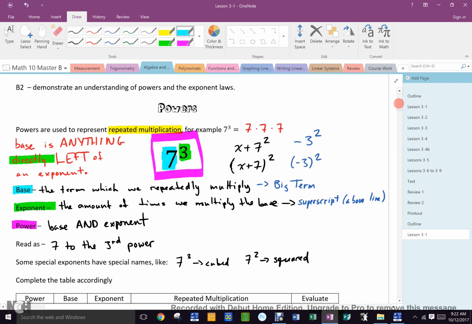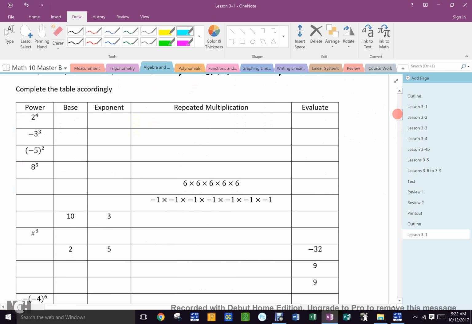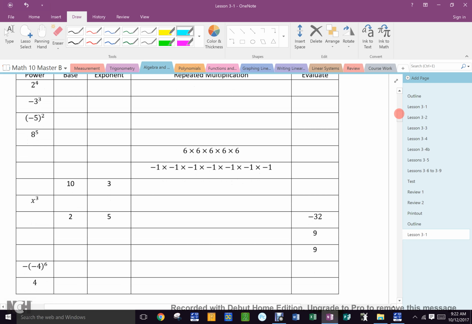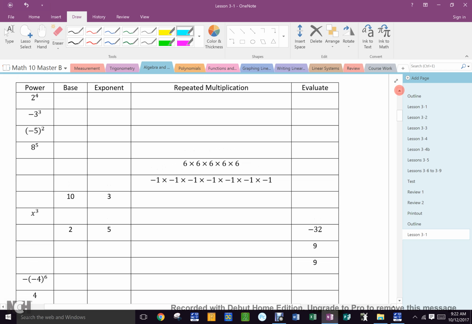Start filling in that table with your neighbor if you don't remember how to do it. I will warn you. This one is tricky. These two are tricky. These two are tricky. Start filling it in. You can talk to your neighbor. 2 brains are better than 1.